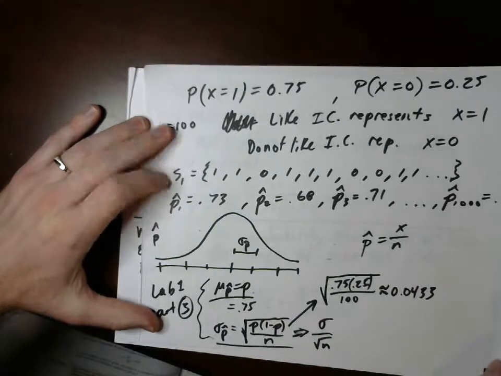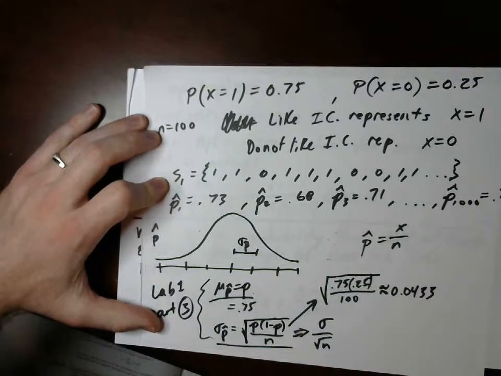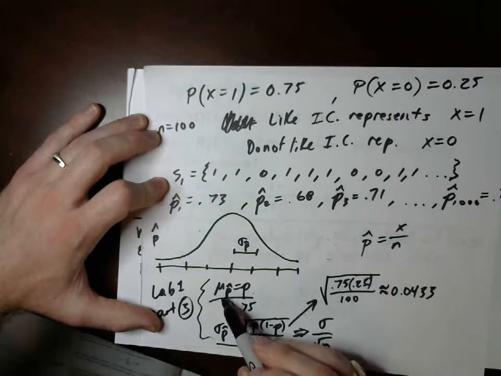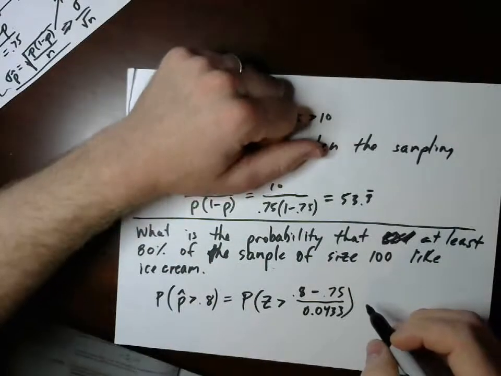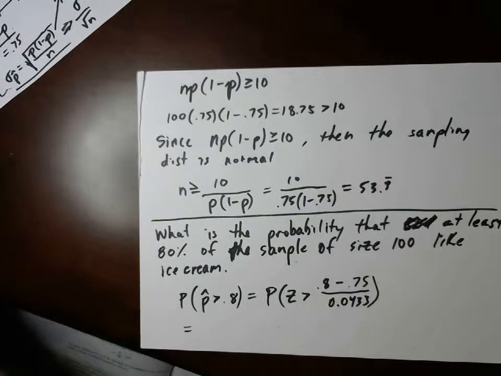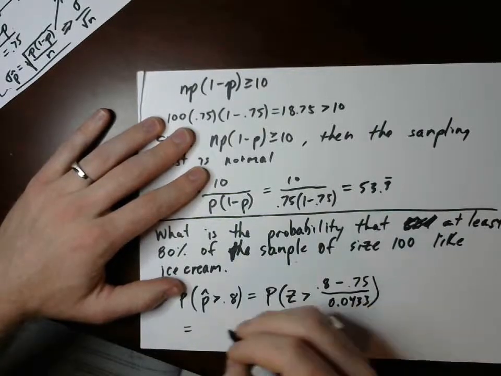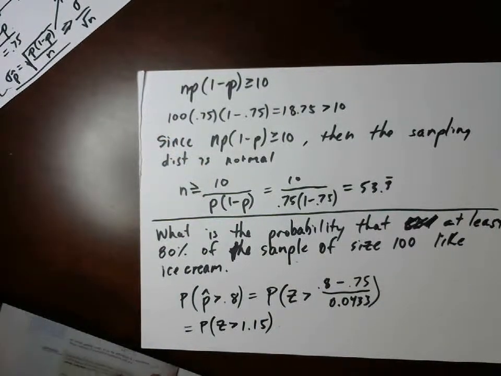Since we're taking a sample of size 100, that's just one value from this distribution. The shape of the distribution is mu sub p hat as the center, and the spread, the standard deviation, is sigma over the square root of n, 0.0433. So to obtain a z-score we would do the following: 0.8 minus 0.75 divided by 0.0433, approximately 1.15.